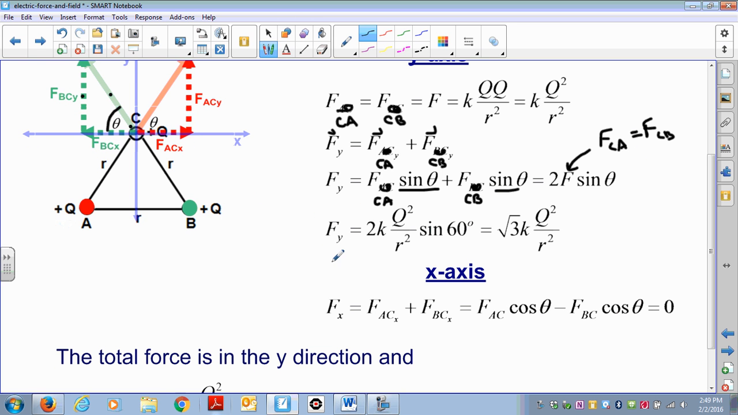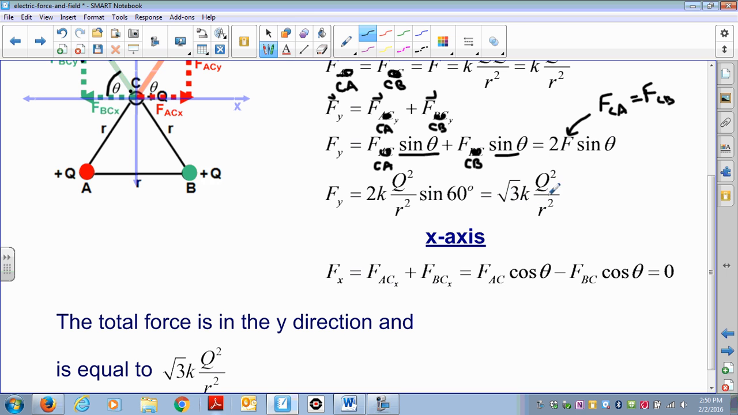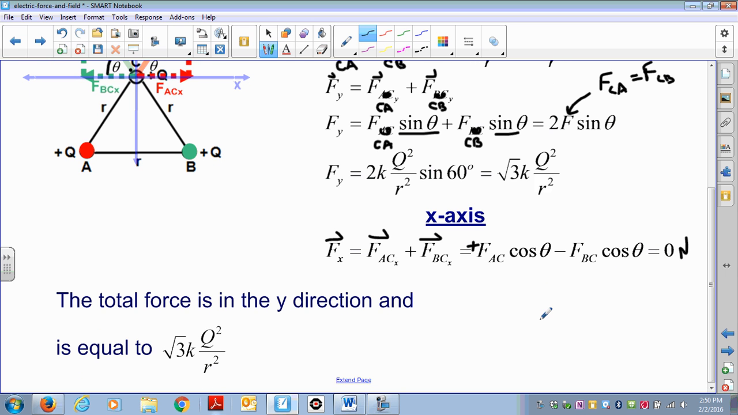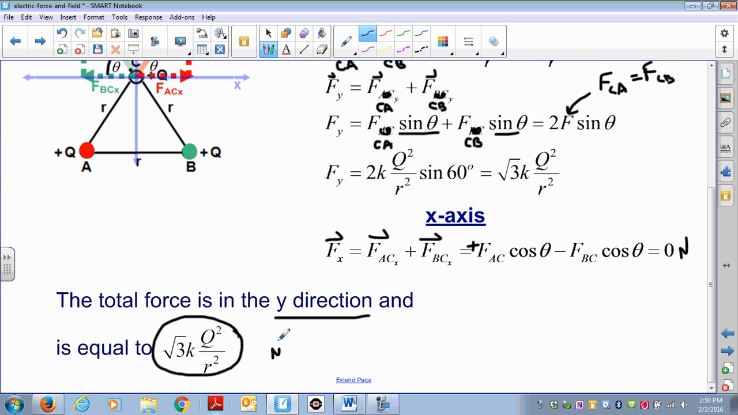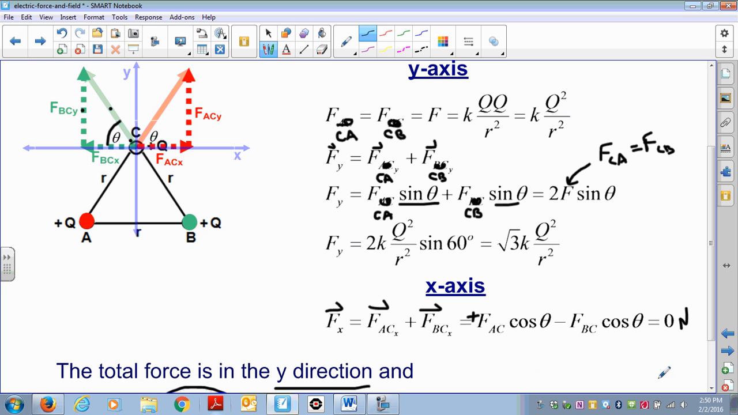So the force in the y direction is going to be 2 times this individual force. So 2kq squared over r squared times the sine of theta. In this case, theta is 60 degrees. This ends up giving us the square root of 3 times kq squared over r squared. Now, the x component is just going to be 0, which we see here, 0 newtons. So that means the total force for this problem is going to be in the y direction only, and this is going to be the magnitude, the square root of 3 times kq squared over r squared. And the direction in this case is going to be north. And the reason we get that is because we're using symmetry.